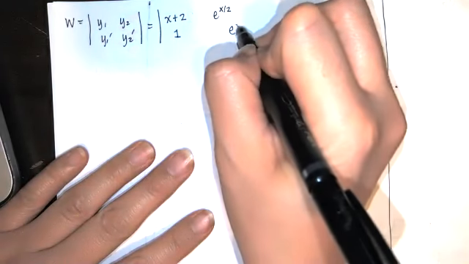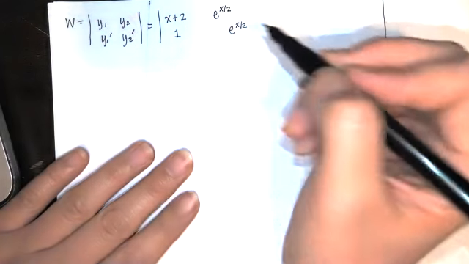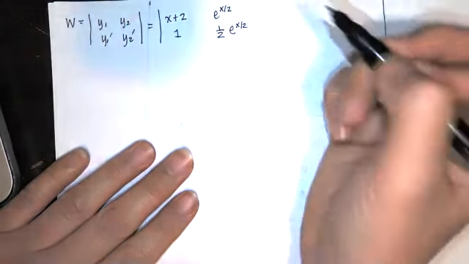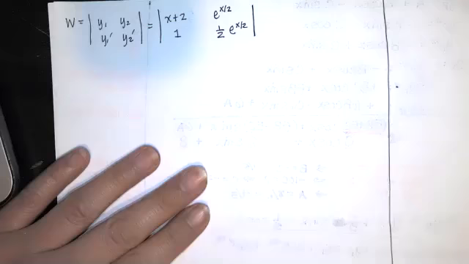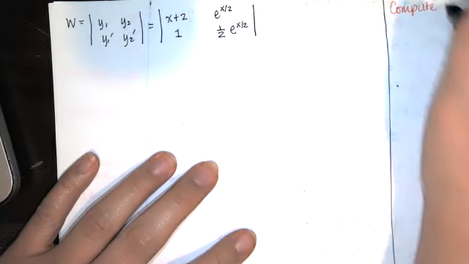Derivative of e to the x over 2 is e to the x over 2 times the derivative of the inside. You could think of that as a 1/2 x. The derivative of a 1/2 x is just the constant, the 1/2. So we're computing W now.